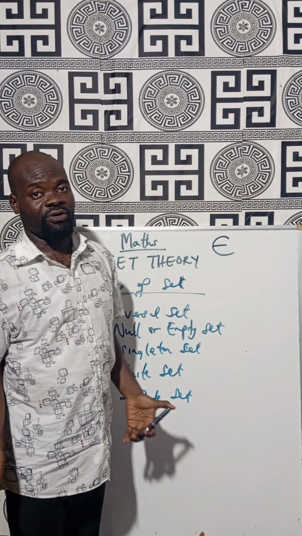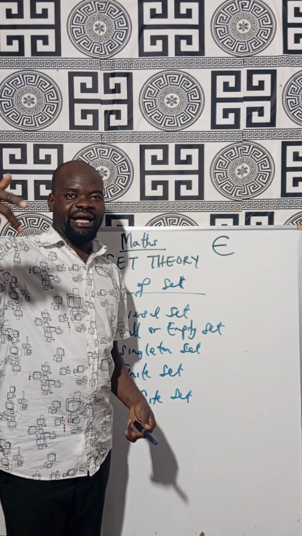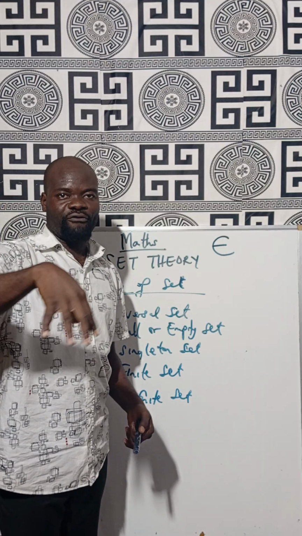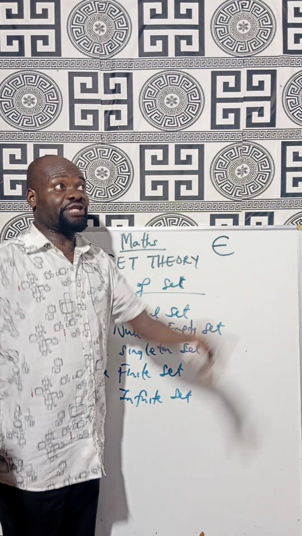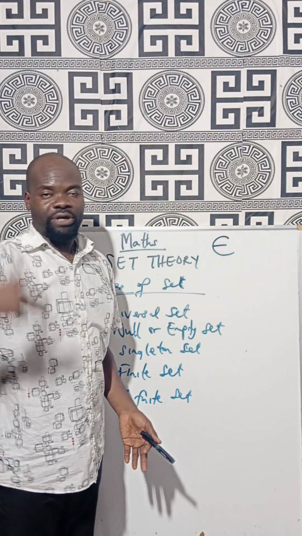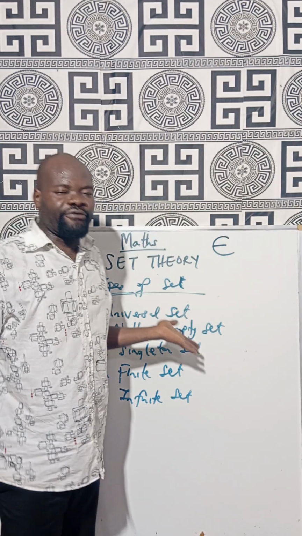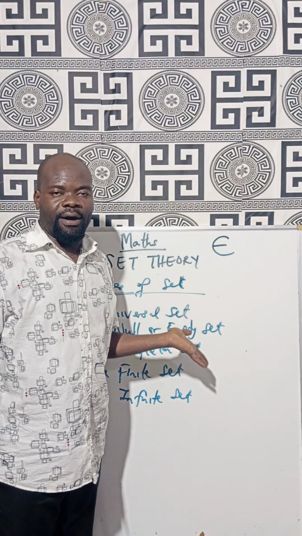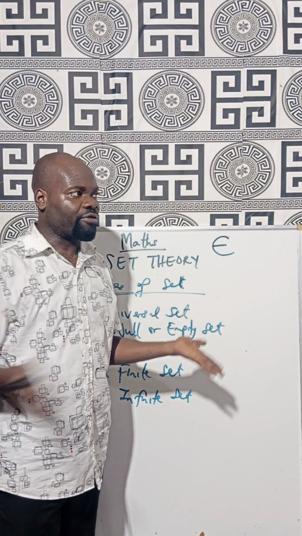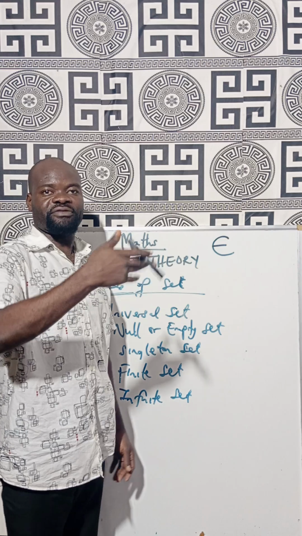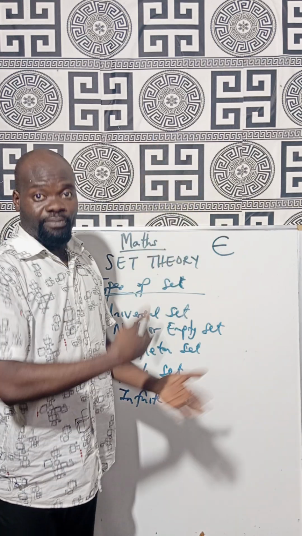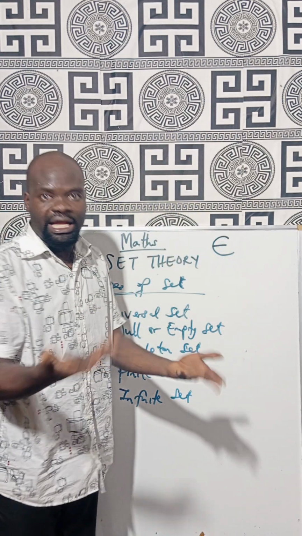A finite set is a set that has a countable number of elements. You can count the number of elements, not infinity. You understand that? Okay, let me give you an example. If we say a set of whole numbers from 1 to 100, just count 1, 2, 3, 4, 5, 6, up to 100. Numbers from 1 to 100, they are countable.